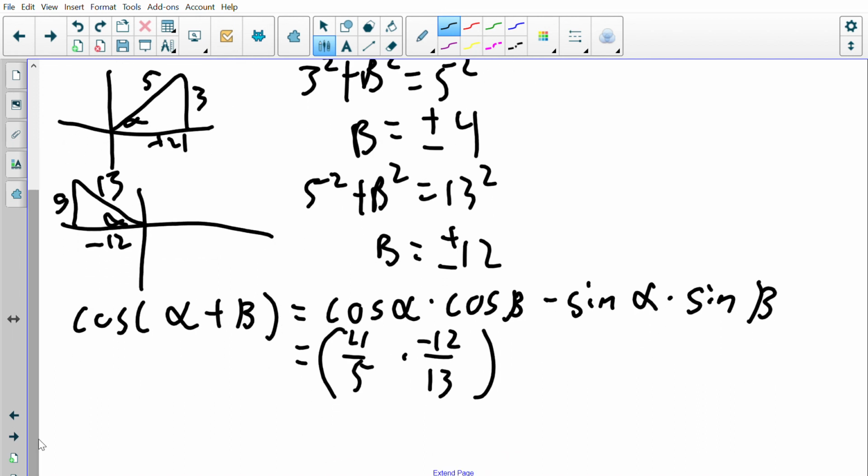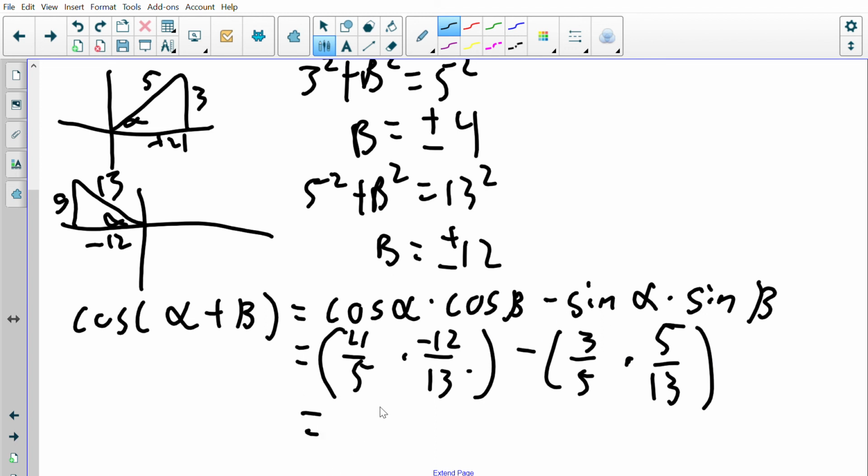And then I'm going to have minus sine of alpha, which is opposite over hypotenuse, times sine of beta, opposite over hypotenuse. So I multiply these together, and then subtract. And when I do so, I get negative 63 over 65.